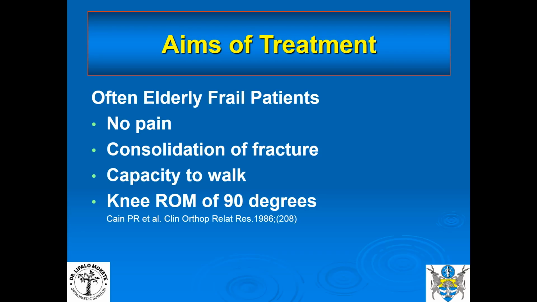The aims of treatment in these patients, remember these patients are mostly elderly patients, they are frail patients. So Kane and his colleagues, quite some time ago in 1986, came up with what they felt was an acceptable result in these cases, but not much has changed, and I would agree that the aims remain the same. So what you're aiming for is no pain in these patients, consolidation of the fracture, some capacity of the patients to walk, and a knee range of motion of at least 90 degrees in these patients.